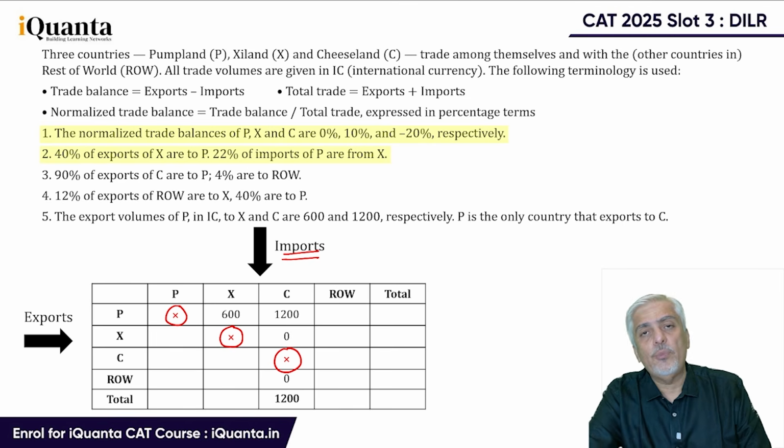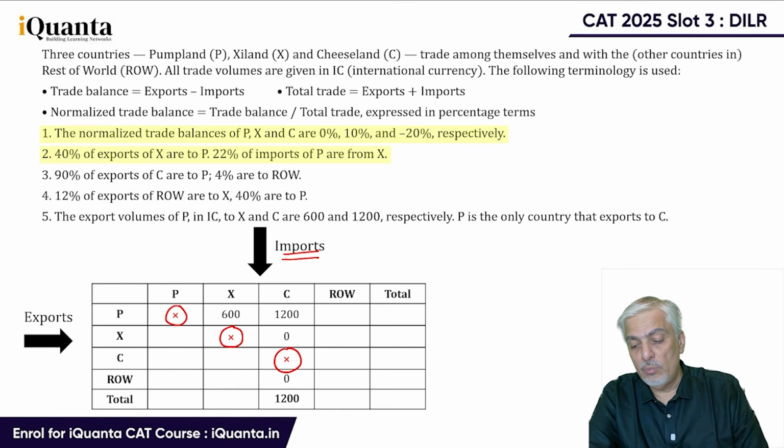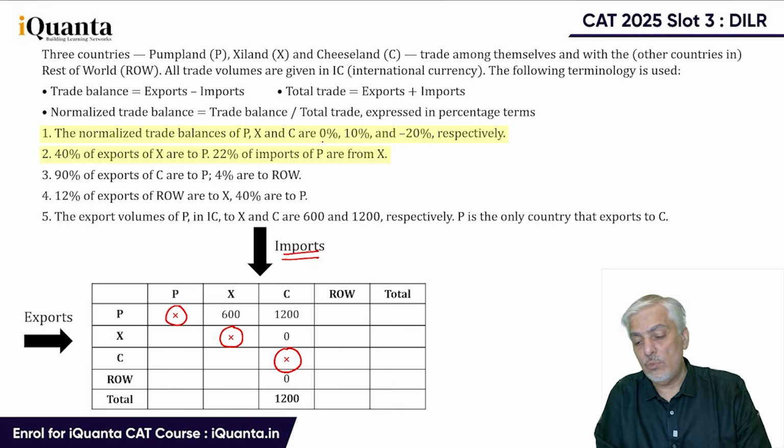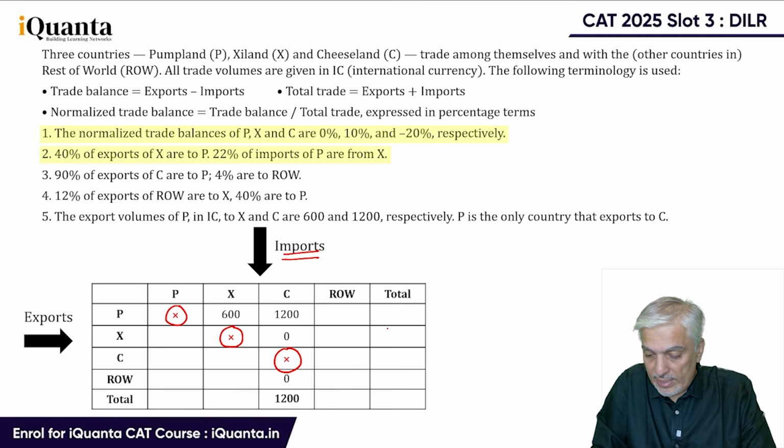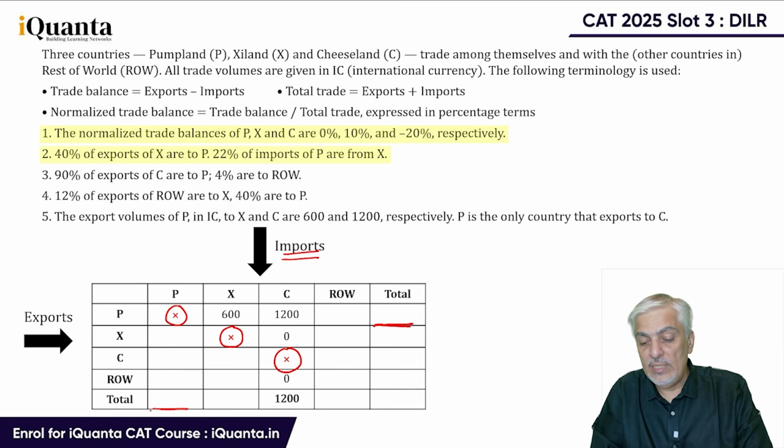Next one. Let's look at points 1 and 2 together. The normalized trades for P, X and C are 0%, 10% and minus 20%. I already told you how to use them. 0 means exports is equal to imports. So for P, the exports total will be the imports total. For X, it is 10% extra: exports is 10% more than imports, while for C it is 20% less. 20% on what? We'll have to be careful about that. We'll come to all that later.